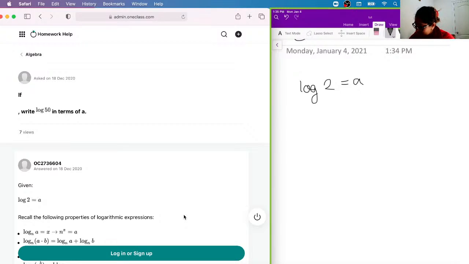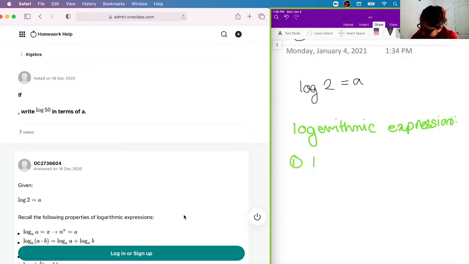If you guys recall the following properties of logarithmic expressions, the basic formulas, we have, first off, log base n of a is equal to x, which you can convert into an exponential equation. So we have n to the power of x is equal to a.